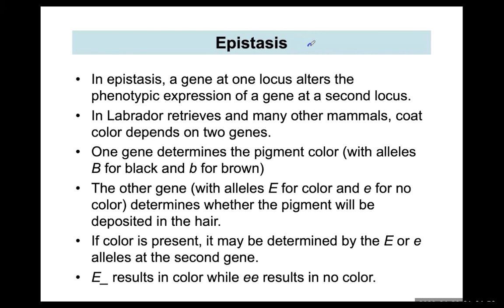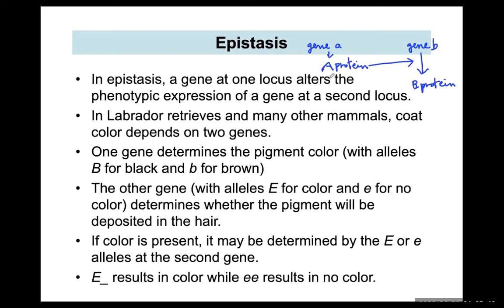So here's gene A, and here's gene B. Gene A produces A protein. DNA produces protein. And this A protein regulates the production of B protein. It regulates the production of gene B.